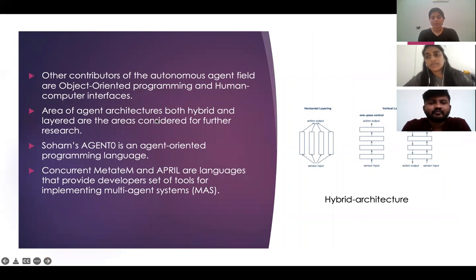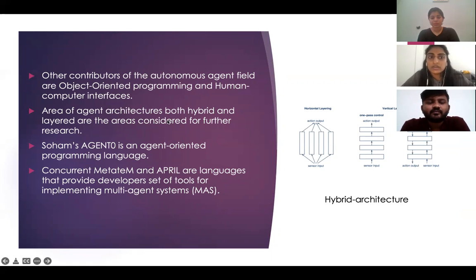Apart from artificial intelligence, other contributors to the agent field are object-oriented programming and human-computer interface. Object-oriented programming, as we all know from Java, deals with objects and methods. Objects have private, public, and other access levels, so an object can have control over itself. If an object is declared private, it can only be accessed within the method. Using object-oriented programming techniques, the agent field is being researched a lot.